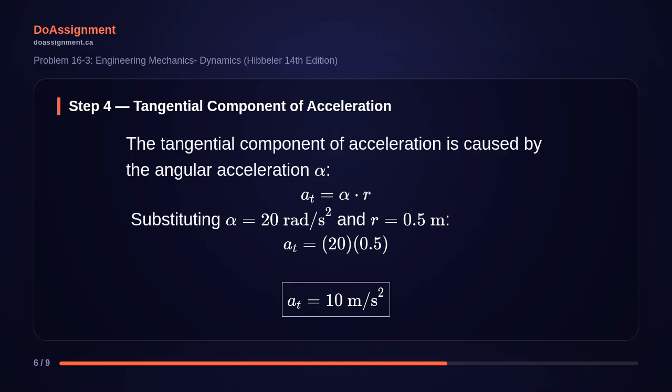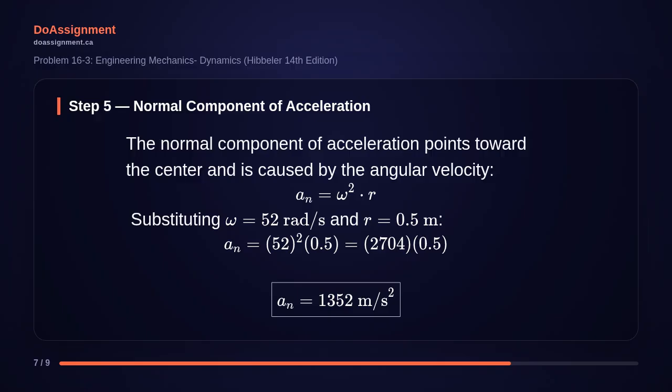The tangential component of acceleration equals alpha times r. With alpha equal to 20 radians per second squared and r equal to 0.5 meters, the tangential acceleration is 20 times 0.5, which equals 10 meters per second squared.